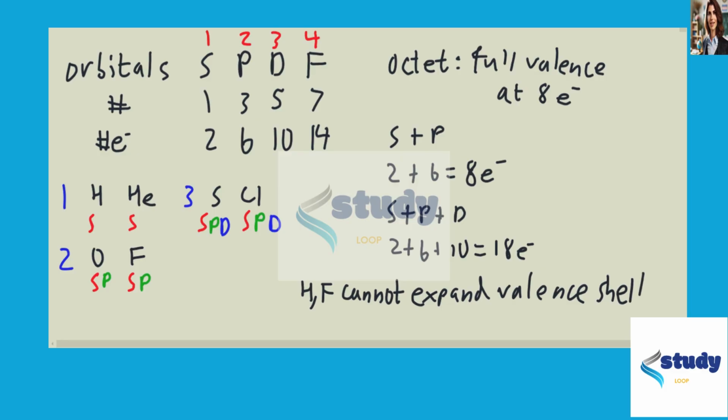But elements of lower periods, such as aluminum, sulfur, chlorine, and selenium, which is in period 4 at the end there, can expand their valency.